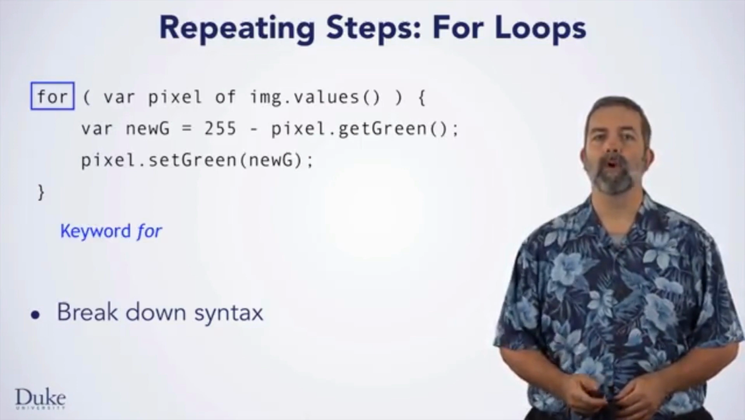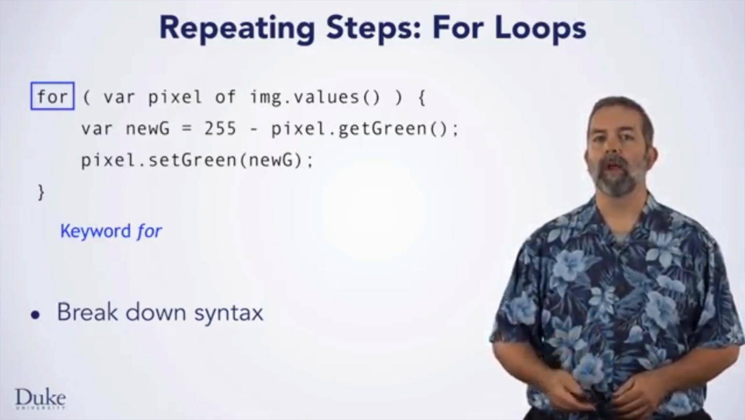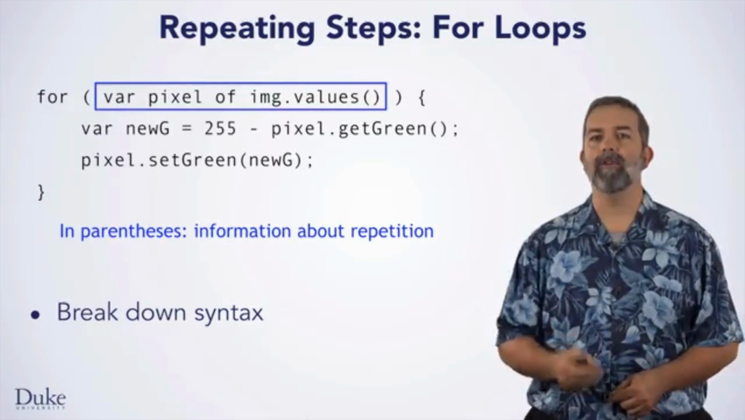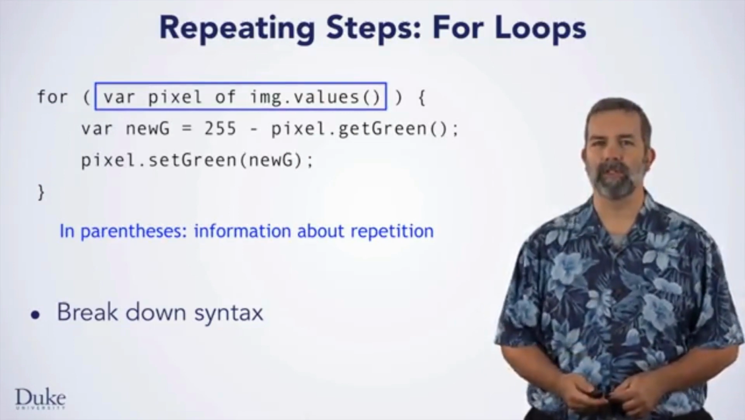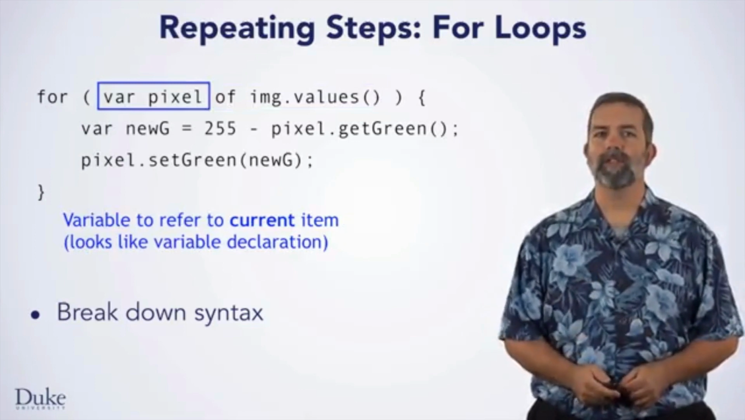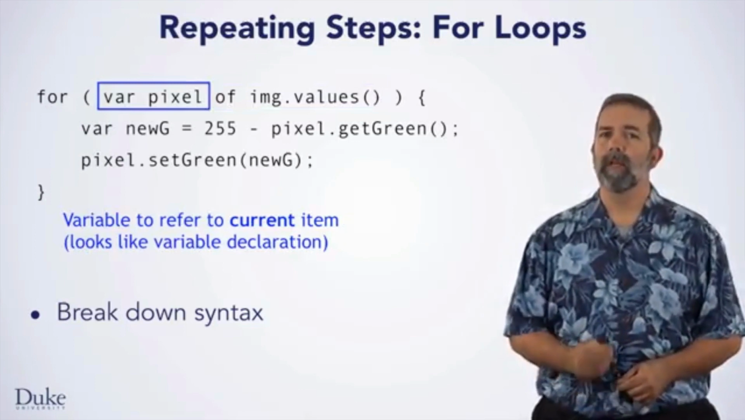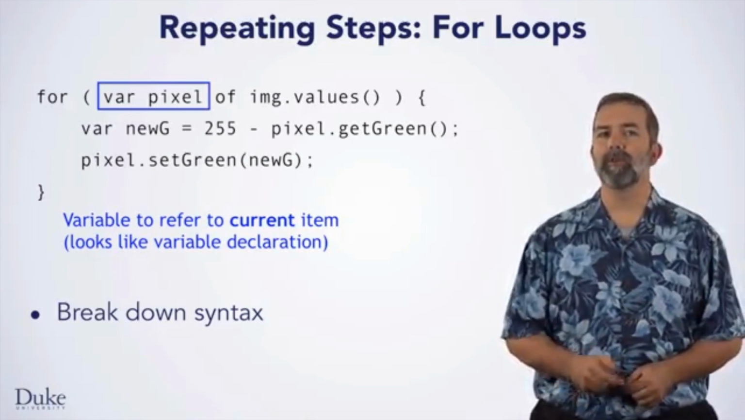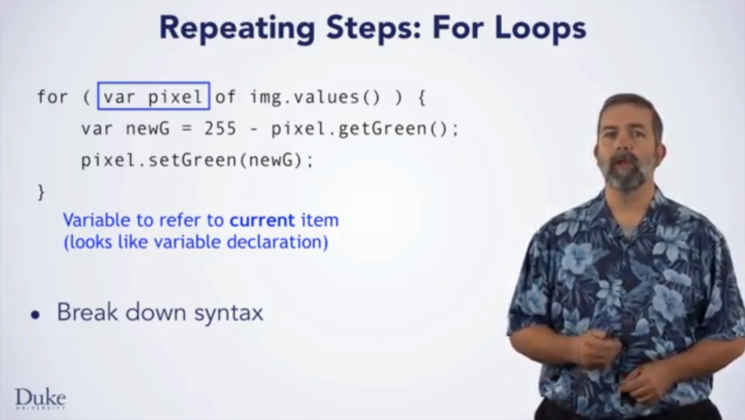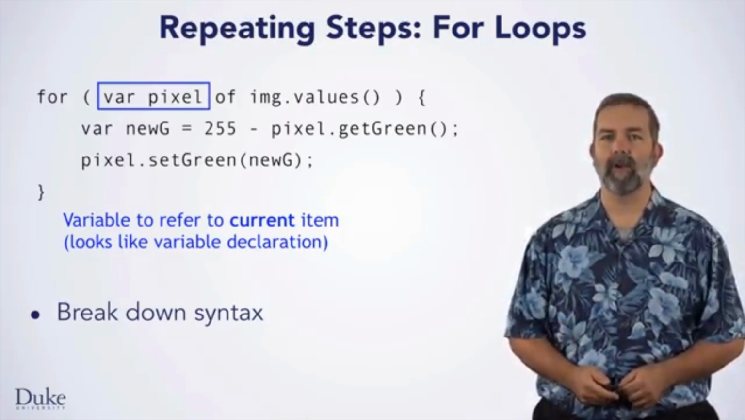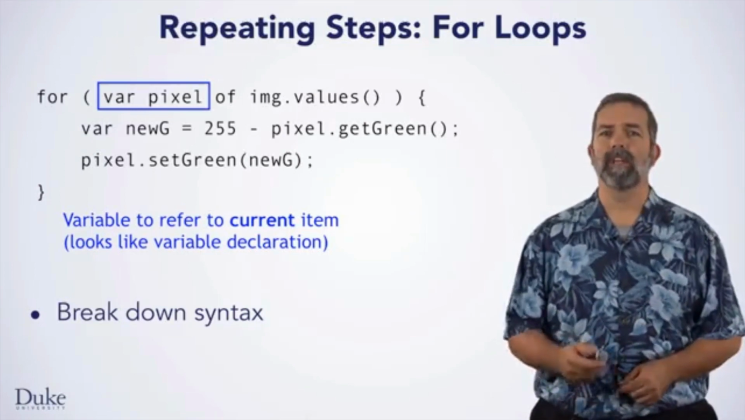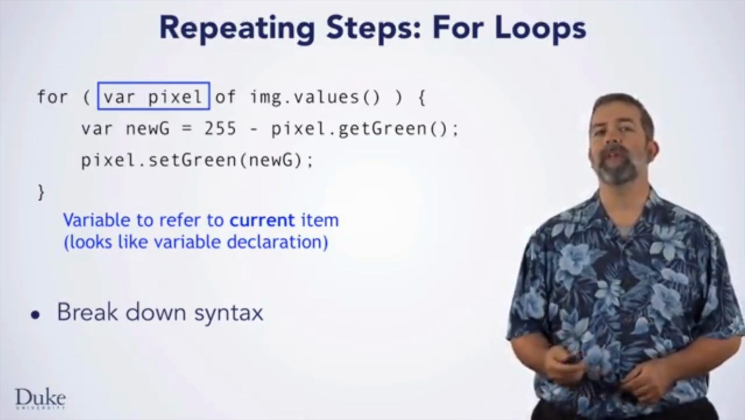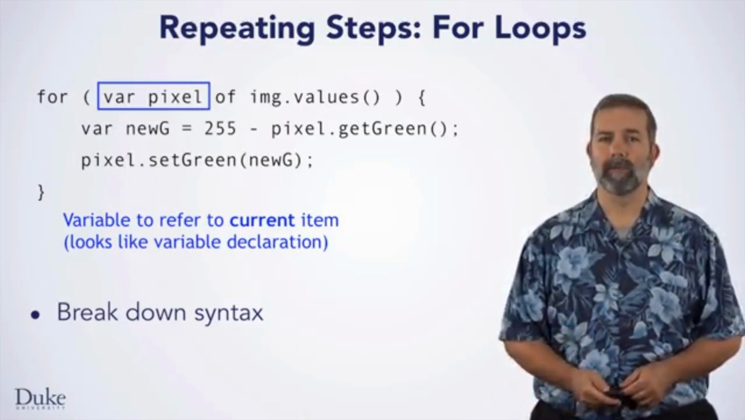First, you have the keyword for, which says you are writing a for loop. Next, you have information about how to do the repetition inside of the parentheses. The first part of this information is the variable declaration, here var pixel, which makes a new variable to refer to the current item. The loop will automatically update this variable each time it repeats, setting its value to the next piece of data. In the case of this loop, each piece of data will be a pixel.